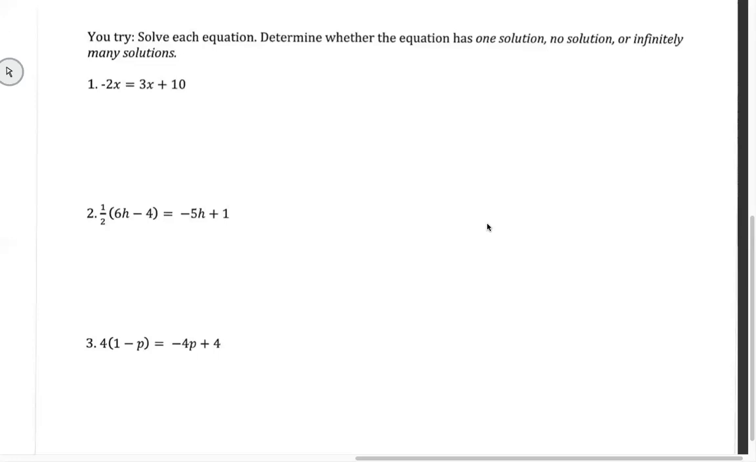Number 3. Okay, so negative 4p plus 4p is 0. So they would cancel out. So you're going to get like 4 equals 4. Okay?